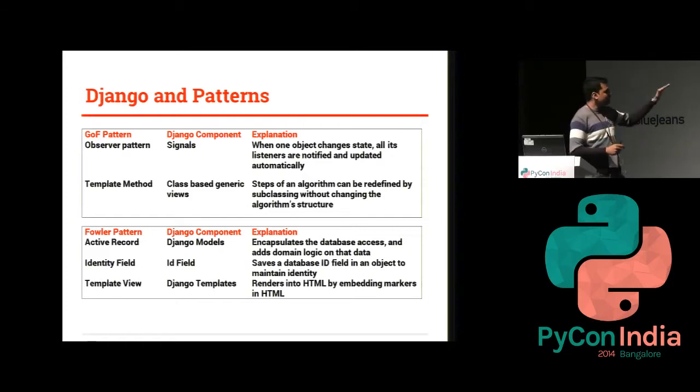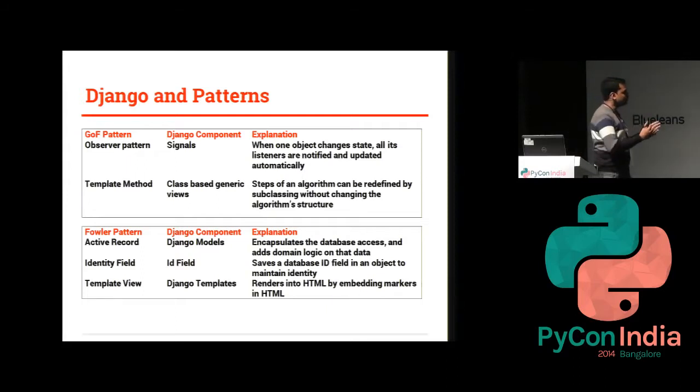You can see that there is the observer pattern, which is used for implementing signals. There is one sender and there are multiple receivers. There is something called the template method pattern, which is used in class-based generic views. You can override various parts of the implementation of a generic view using the template pattern.